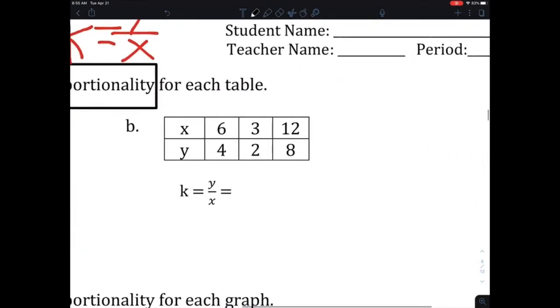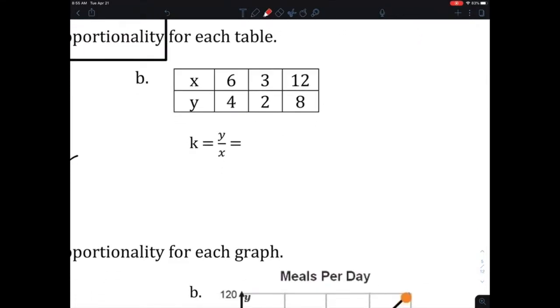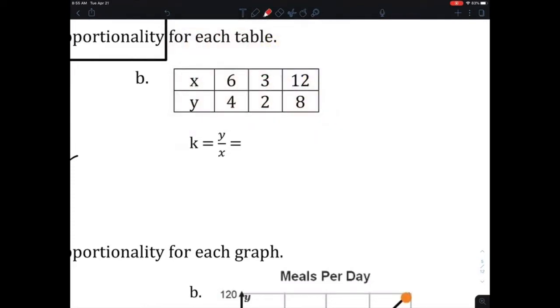B. Now this one's giving you the option. You can use whatever ones you want using the same concept here. For instructional purposes, I'm going to use all of them, and I'll do them in order. So my first set, I'm going to do it right here in red. I'm color coded for you guys. So k equals y over x, where my y value is 4, over my x value, which is 6. That's not in simplest terms.